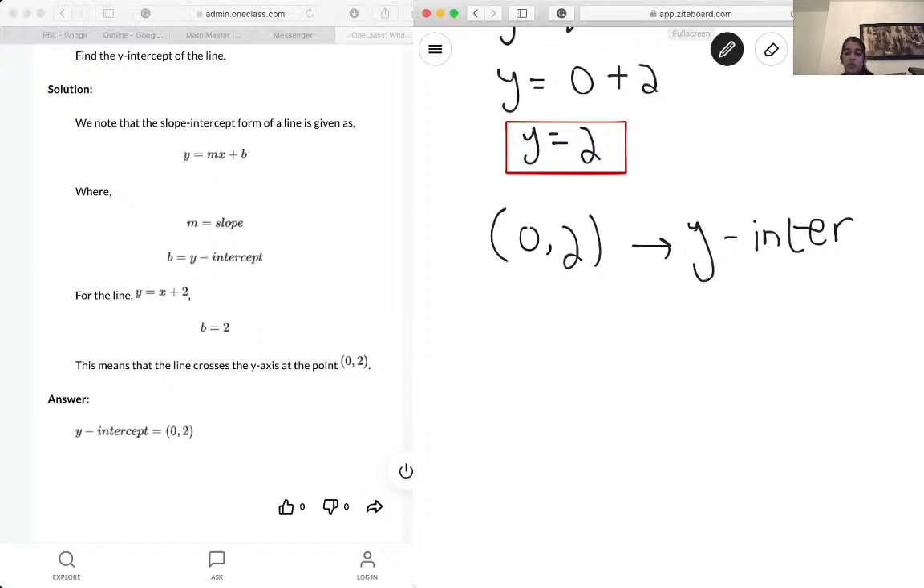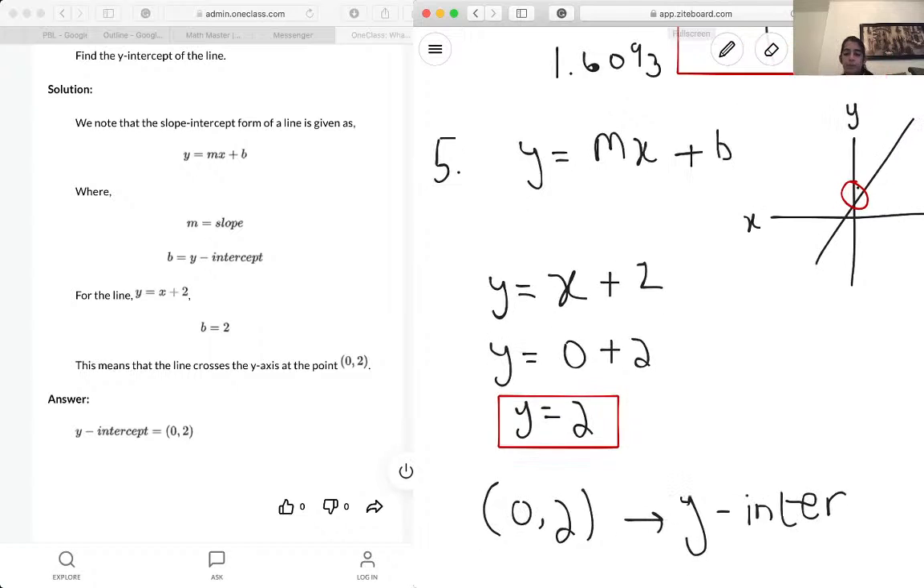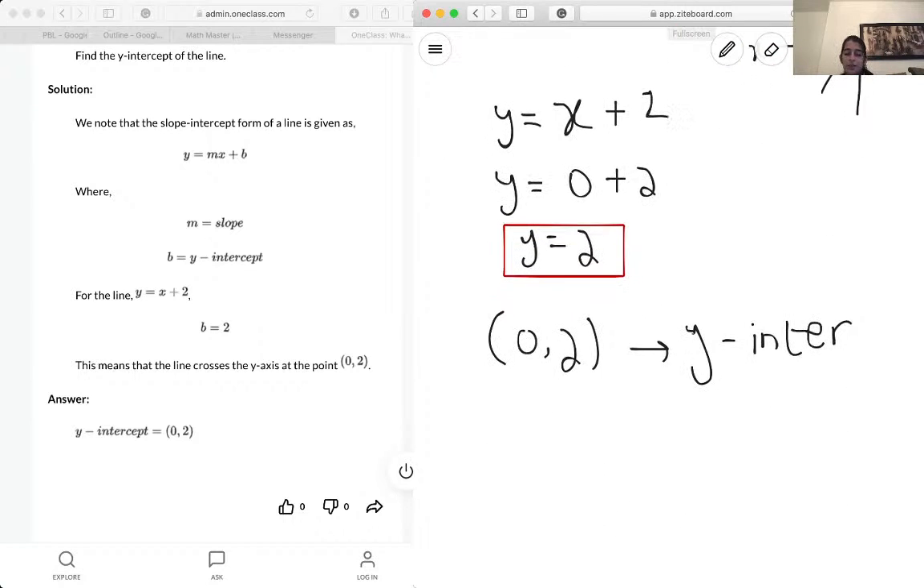We could have tried this with a different question. If it was something like y equals x plus 9, we put our x to 0 and we get y equals 0 plus 9. So our y would be 9 and our final answer would be 0 comma 9 as our y-intercept.